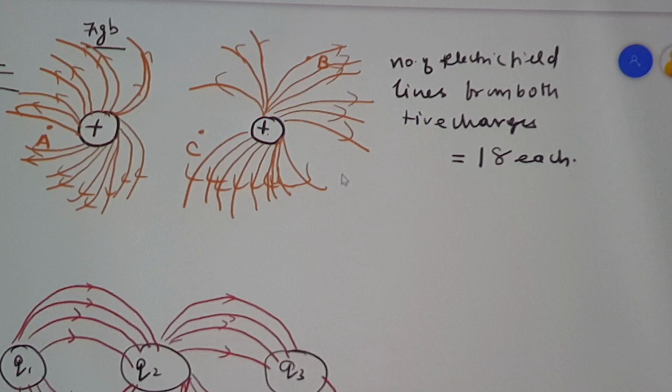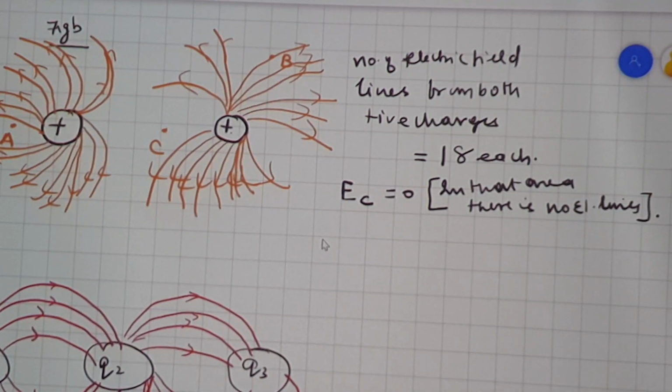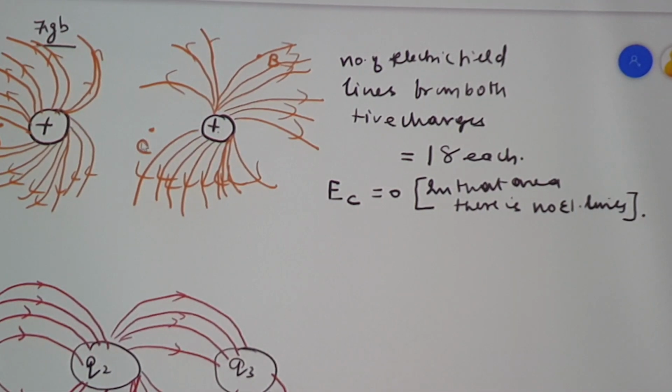From this diagram we can say the electrical field strength at point C is equal to 0, because in that area there are no electrical lines. So electrical strength is considered to be 0 at point C.